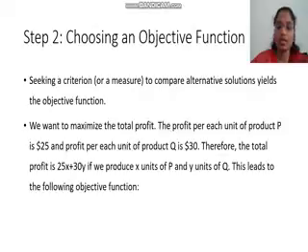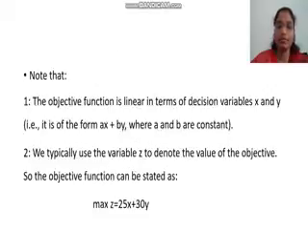Now this leads to the following objective function, and this objective function is linear in terms of the decision variables x and y. So it is of the form ax plus by, and we use a variable z to denote the value of the objective. Here we want to maximize the profit, so we state it as max z equal to 25x plus 30y.